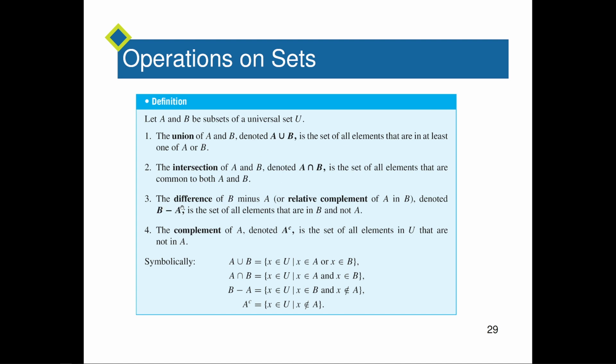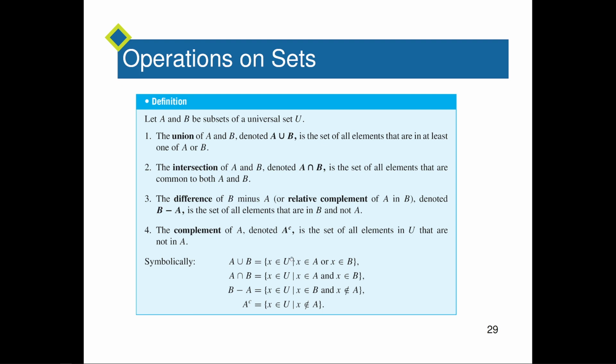Number 3 is the difference of sets. The difference between two sets, denoted by B minus A, is a set of all elements that are in B and not in A. The complement of a set is denoted by A with a C here, so we will utilize this notation for this course. Sometimes you may see A with a dash on top, or in some classical books A with a solid line placed on top, which we will not be using. We'll just use the C for complement.